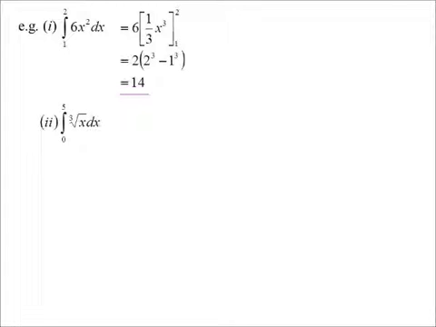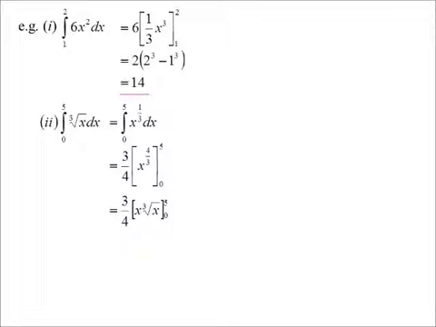The cube root of x. Well, we don't have a rule to sort out the cube root, so I've got to change to index form. Cube root of x was x to the power of 1/3. Now be careful here, add 1 to a third, we get 4/3. So it'll become 3/4, because 1 over 4/3 is like saying take the reciprocal, so I get 3/4 x to the power of 4/3.